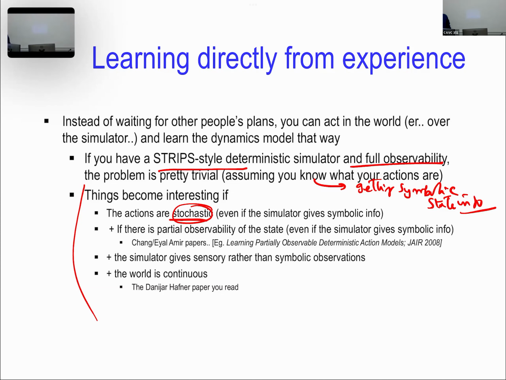The more times I do it, the better my model of the effects. You see what I'm saying? So when you give stochastic actions, typically somebody has given you the distribution.